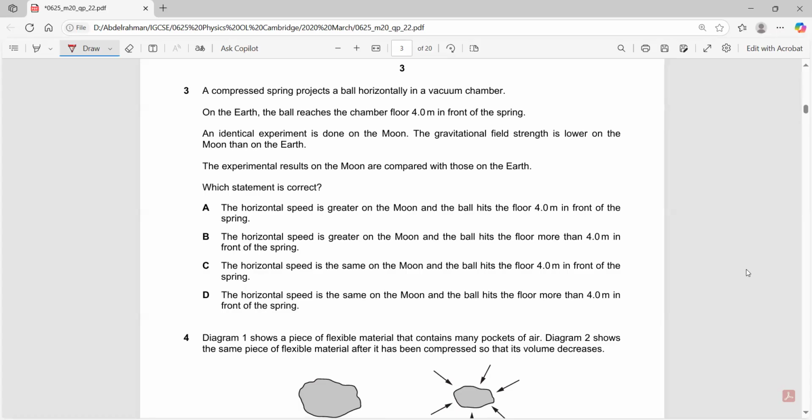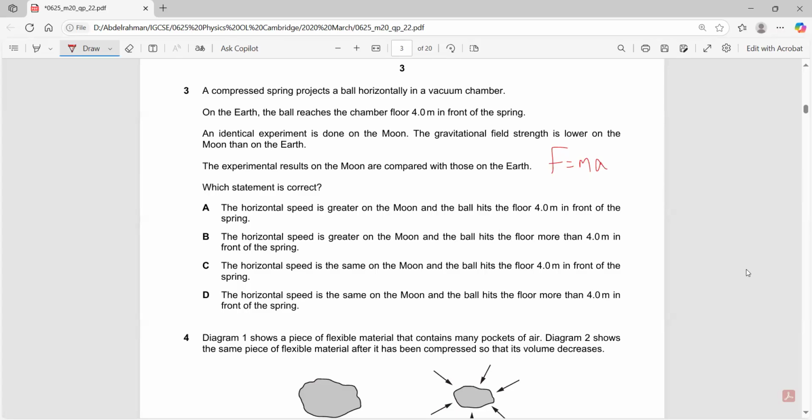The horizontal speed is greater on the moon, or is it the same on the moon? If we think about it, force equals mass times acceleration. So the horizontal speed has to do with the force due to this compression, which is the same, right? The force due to the compression will be the same. This is not a vertical force, and not the force due to gravity. This is the force due to the mass of this ball, right?